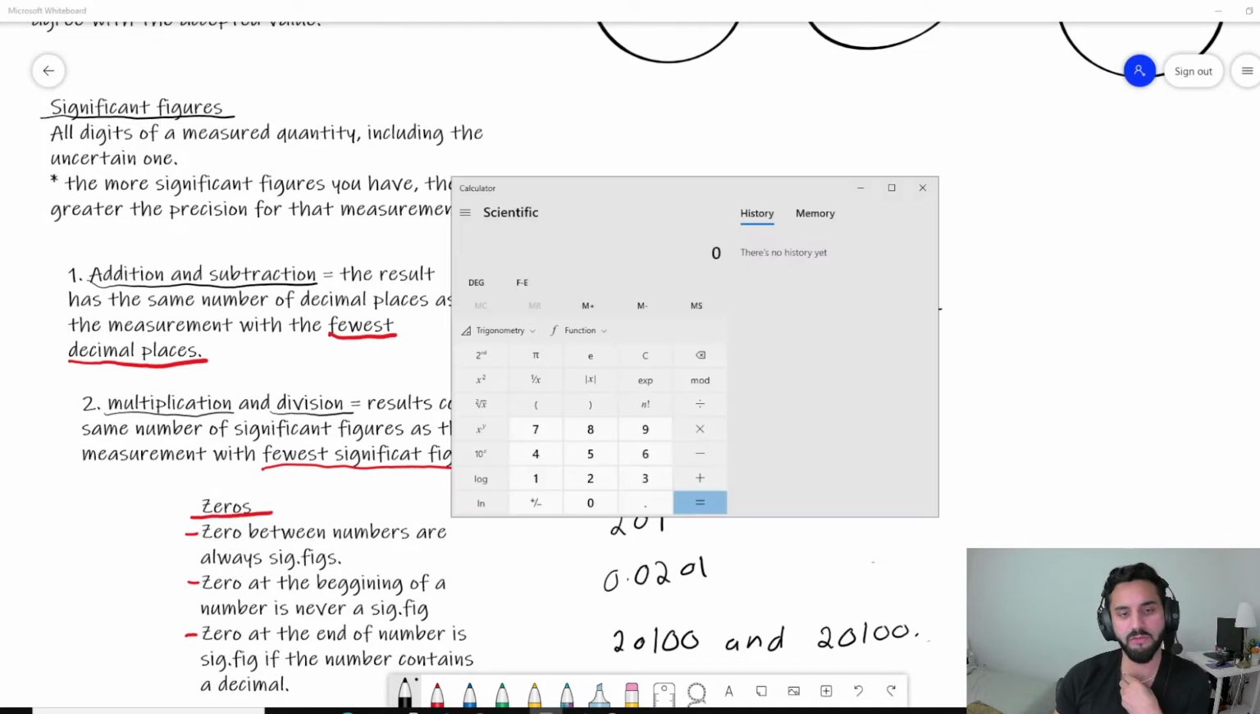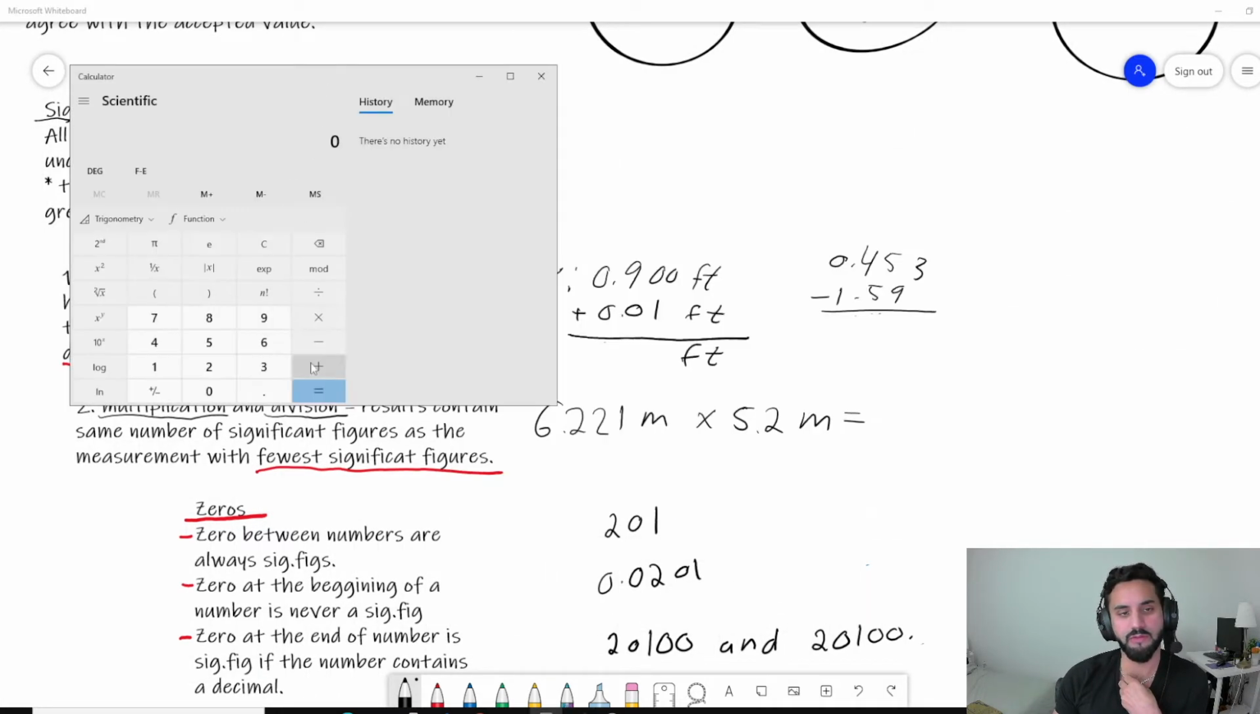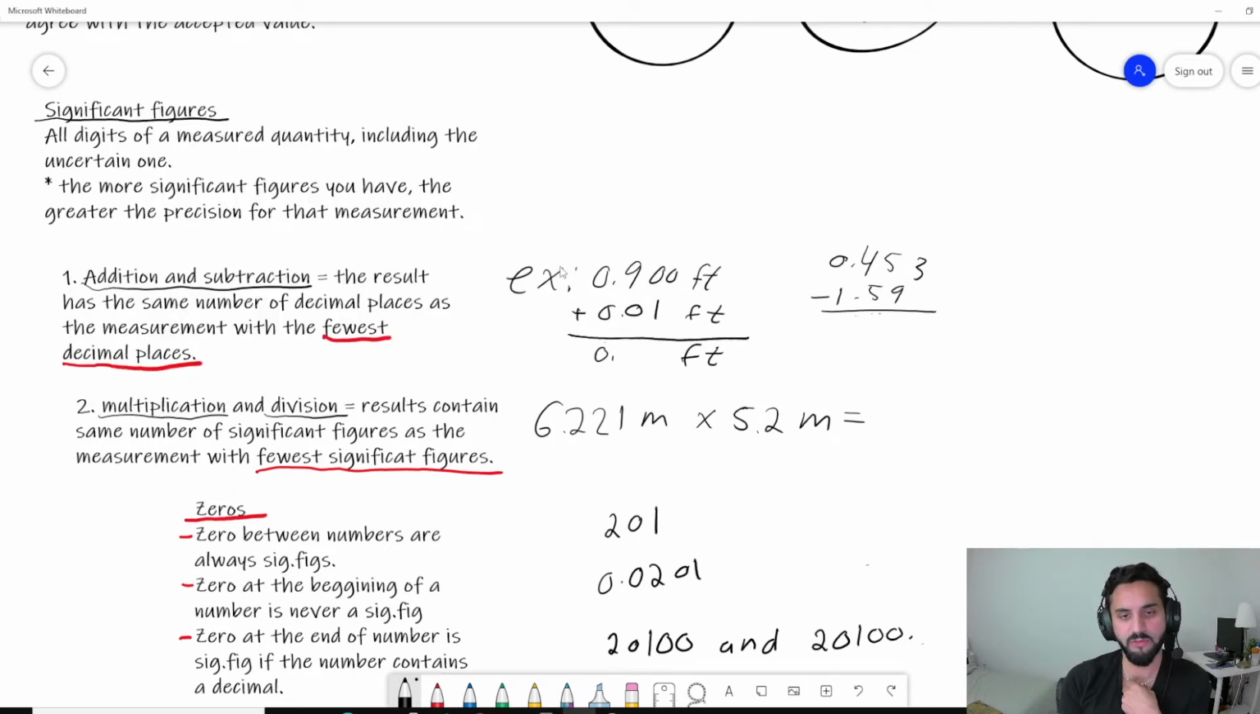So if I add those two numbers, what do I get? 0.9 plus 0.01, I get 0.91, and my answer would be 0.91. I do not have a zero after that because that would make it 3 decimal places, but I need to be in 2 decimal places.